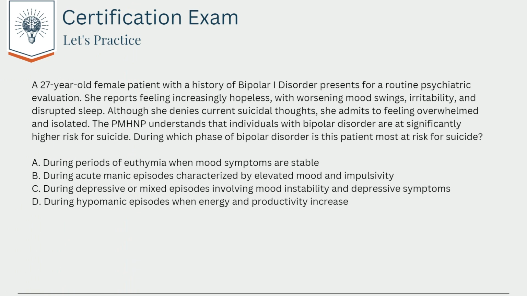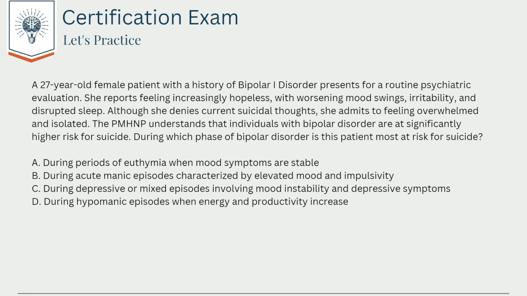Let's talk about one of the most critical aspects of psychiatric care, assessing and managing suicide risk in patients with bipolar disorder. This is an area where PMHNPs can make profound differences. So the question is, a 27-year-old female patient with a history of bipolar 1 disorder presents for a routine psychiatric evaluation. She reports feeling increasingly hopeless, with worsening mood swings, irritability, and disrupted sleep. Although she denies current suicidal thoughts, she admits to feeling overwhelmed and isolated. The PMHNP understands that individuals with bipolar disorder are at significantly higher risk for suicide. During which phase of bipolar disorder is the patient most at risk for suicide?